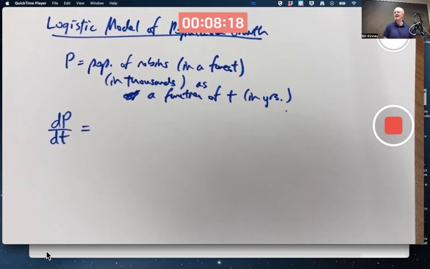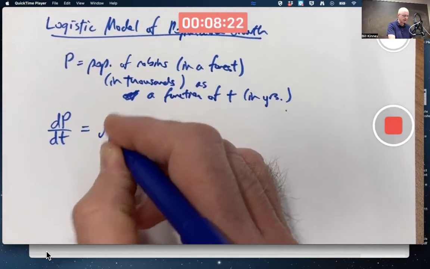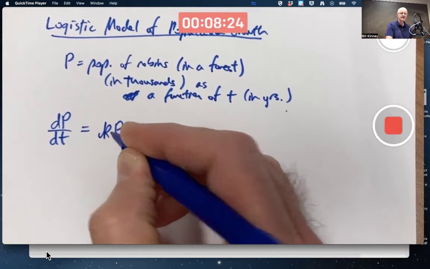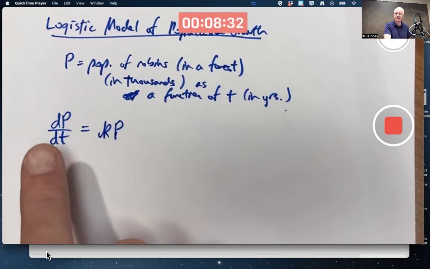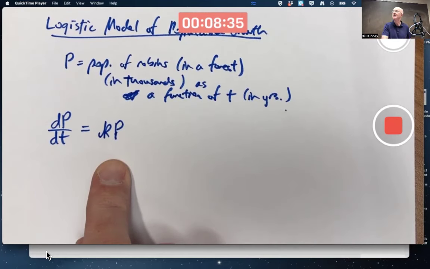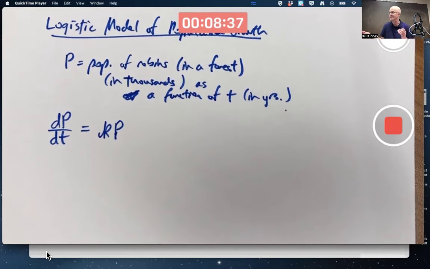How do we reflect exponential growth when P is small? Maybe we should have an exponential growth kind of term here, a constant times P. If I left the differential equation just like this, dP/dt equals k times P, that would be a case where the rate of change is proportional to the population. That's exponential growth. We've already seen that kind of thing.